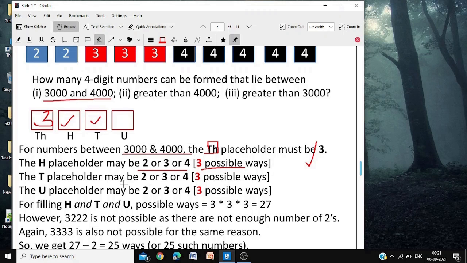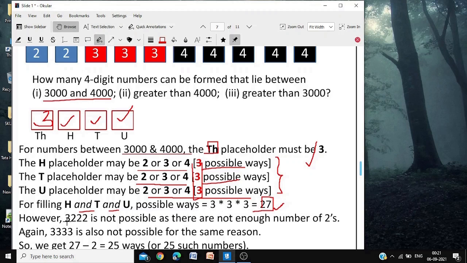For the tens place also you have 2 or 3 or 4, 3 possible ways. And for the units place, again you have 2 or 3 or 4, that is 3 possible ways. So for the hundreds place and tens place and units place combined, since "and" means multiplication, 3 and 3 and 3, 3 multiplied by 3 multiplied by 3, is 27. Apparently 27, but there is a catch here.